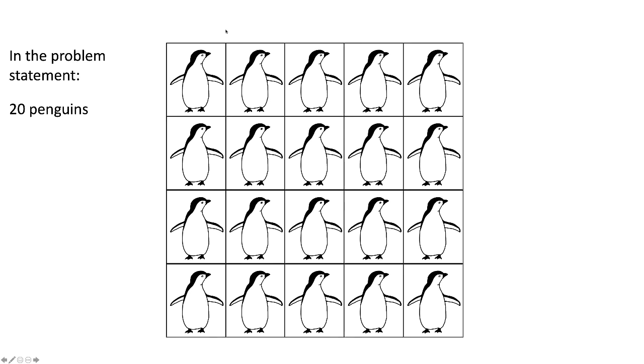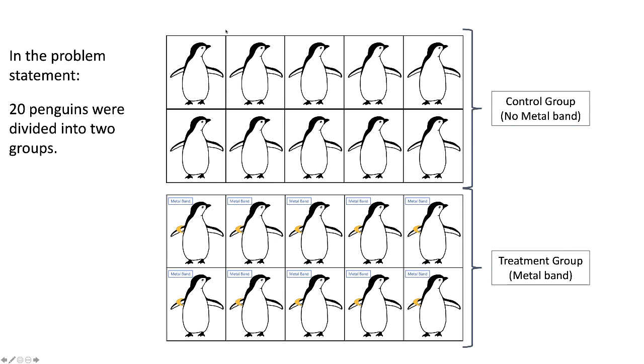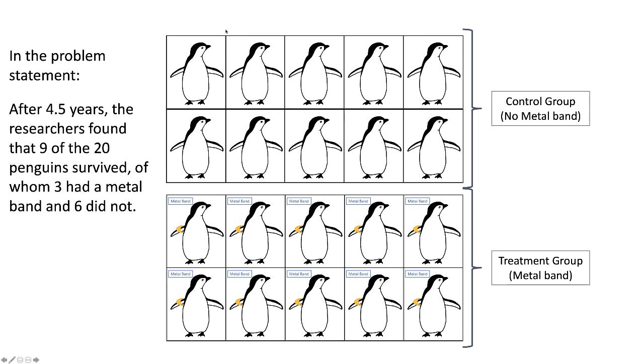Let me review what happened in the actual problem statement and then how it will be slightly modified while we carry out the simulation. So in the problem statement, we started off with 20 penguins. These 20 penguins were divided into 2 groups, the control group, which did not receive a metal band, and the treatment group, which did receive a metal band. The researchers followed these penguins for 4.5 years. At the end of the 4.5-year study, the researchers found that 9 of the penguins survived, of whom 3 had a metal band and 6 did not.